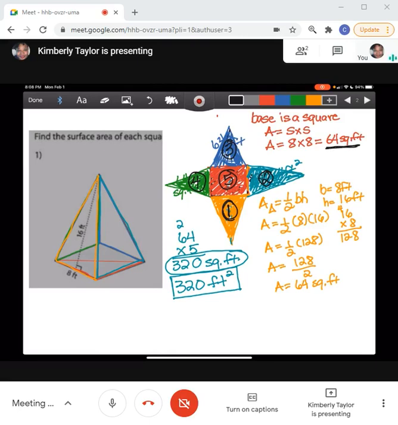Now, the only reason I'm multiplying them by 5 is because all of them have a surface area of 64. Otherwise, I just would have added them all together. I would have said 64 plus 64 plus 64 plus 64 plus 64, and then I would have gotten 320 like that. So tell me what you think about that explanation.